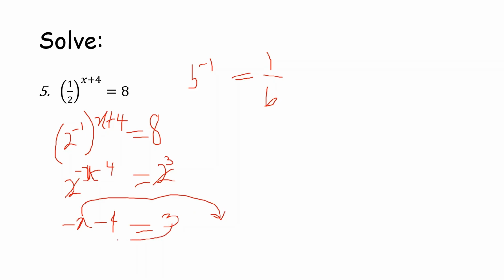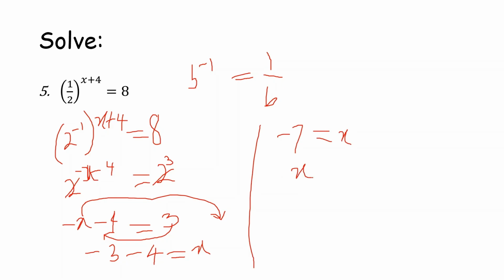Then I bring this 3 to this side so that it will also change to negative. So if I bring this, it becomes minus 3 minus 4 equals x. Dear friends, minus 3 minus 4 will give you minus 7. So I have minus 7 equals x, which implies that x is equal to minus 7.